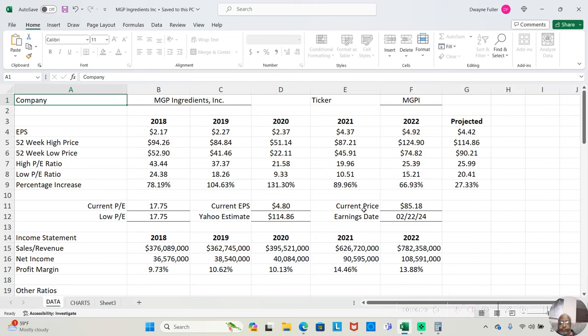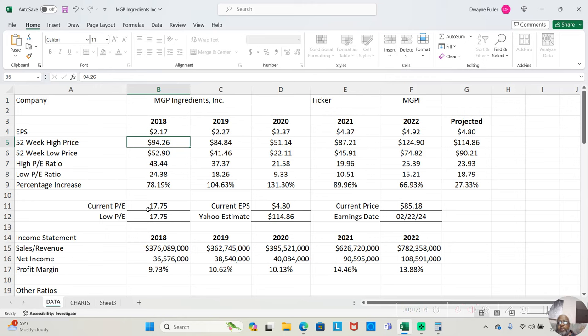Now, currently, it is at $85.18 a share. Earnings per share is $4.80 a share. And the current PE is 17.75. Now, they just recently had an earnings report. So we don't have to worry about the earnings report for a little while, for a few months at least.